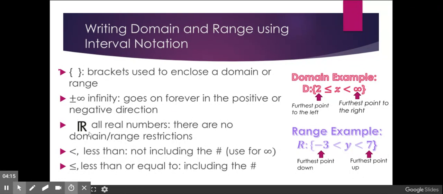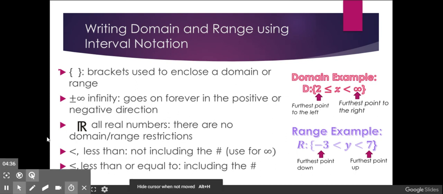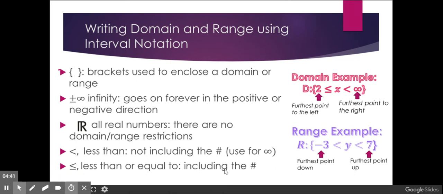All real numbers is what I was talking about before. So this is the symbol. It's an R with a little line through it. It means there's no domain restriction. So if you don't have a square root and you don't have a fraction, your domain is always all real numbers. And then here's the less than symbol. We always use the less than symbols when doing domain. And we also have the less than or equal to with the little equal bar under it. That's when we're including the number in this domain or range. We always use just regular less than, not equal to, for infinity because we can't be equal to infinity.